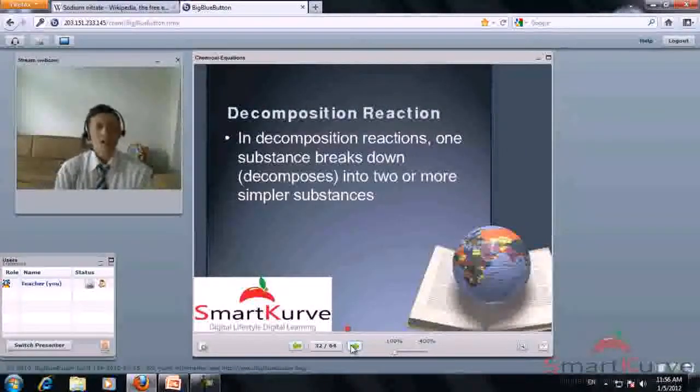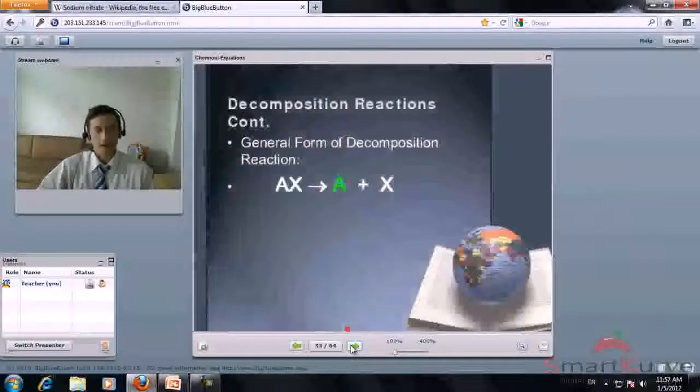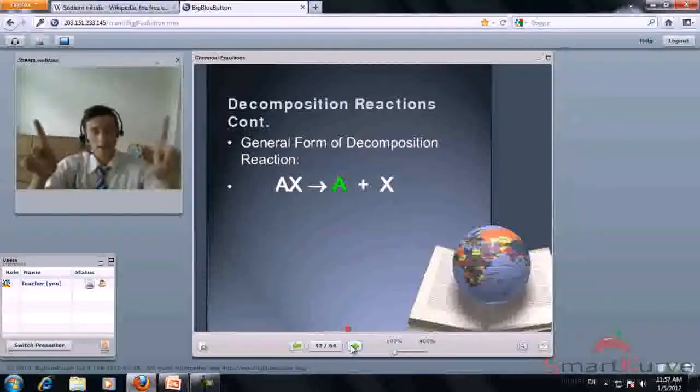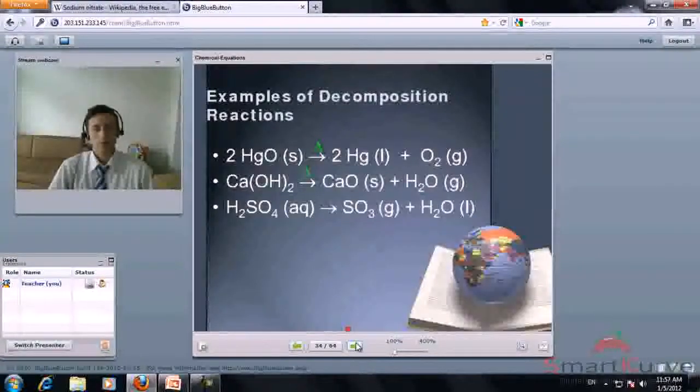The next, decomposition. This is when we go the other direction. When we have 1 substance, 1 compound, which breaks down into smaller compounds or elements. So 1 substance breaks down into 2 or more simpler substances. And our reaction just goes the other way. AX yields A and X.